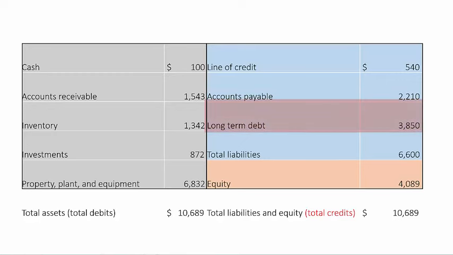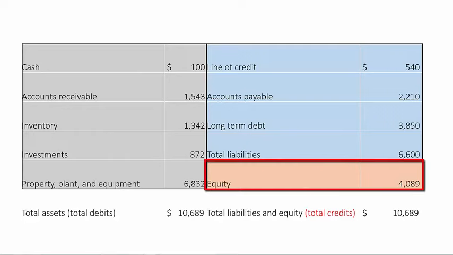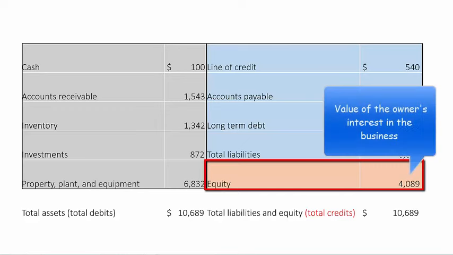The bank or some other lender has given us a long-term loan for $3,850, and our total liabilities are $6,600, which is the amount we owe to other people, which then leaves a residual amount of $4,089 of equity, which represents the value of our interest in the business. This is not a bank account. It's a mathematical representation of our interest, the owner's interest in the business, and nothing more.